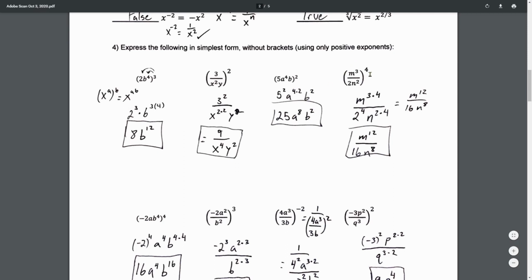This next one, we're going to be distributing this 4 to each term again. So this would be m to the 3 times 4 over 2 to the 4th, and then n to the 2 times 4. And this simplifies to m to the 12th over 16 times n to the 8th.